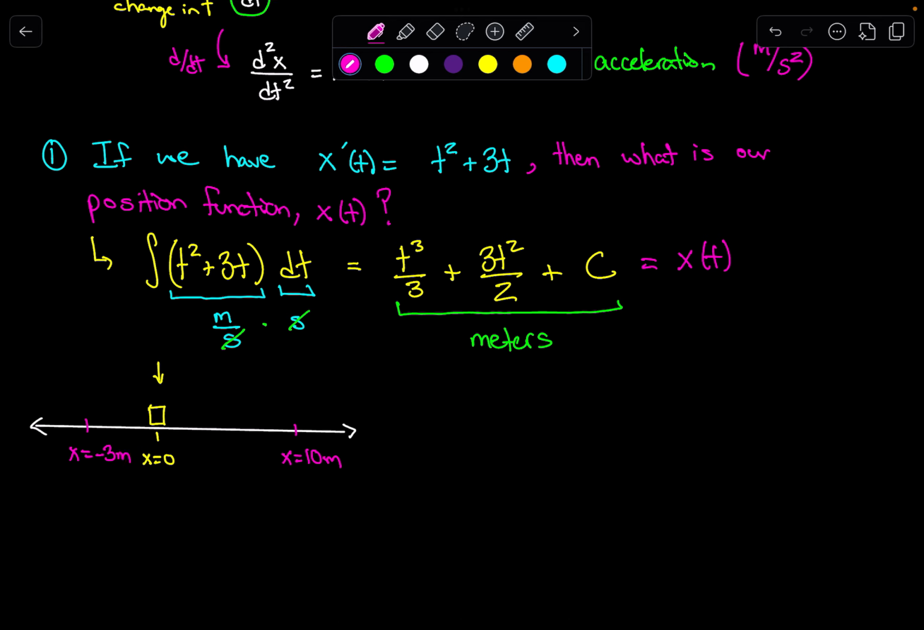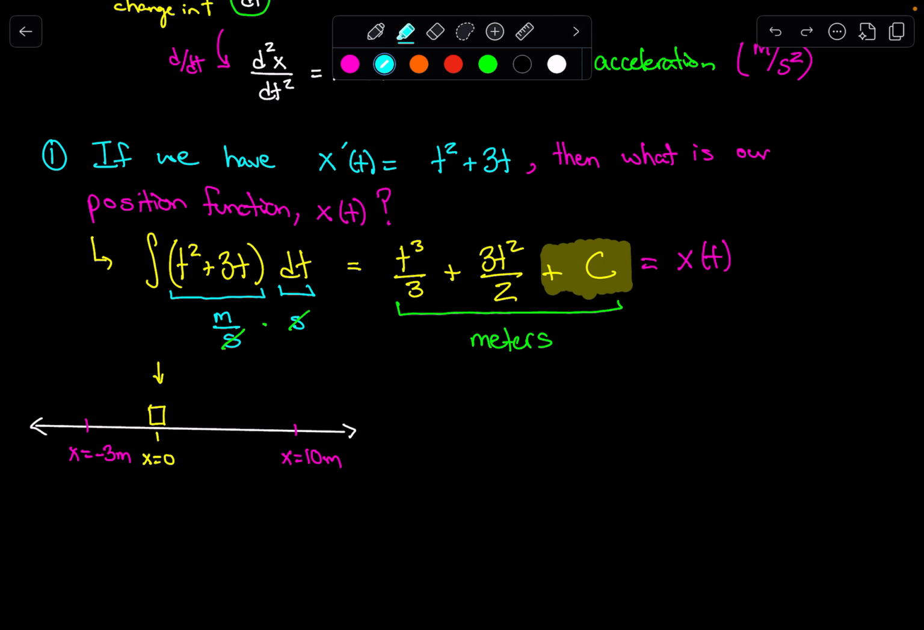So this is a one-dimensional scenario that we're dealing with. Now, one thing you may notice is that we get this plus c that's popping out here. And it's not really super useful to get an equation that tells us my position at some time t if I don't exactly know what this plus c is, right?